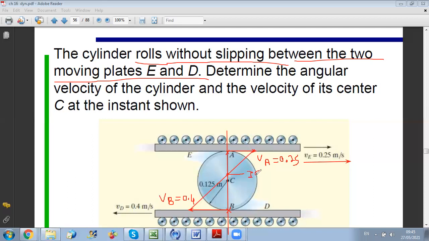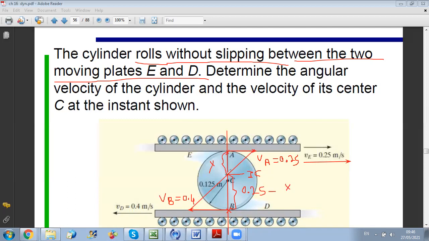Now to find the IC, I will consider this distance and call it X. And I want to calculate X. Okay. This is X. Since the distance between A and B is equal to the diameter of my wheel, which is 0.125 times 2, I can say that the distance from IC to B is 2 times the radius, which is 0.25, minus X. So here I have one unknown, which is X. Right? To get X I will use the similar triangles rule, because due to the IC location I have two similar triangles here.